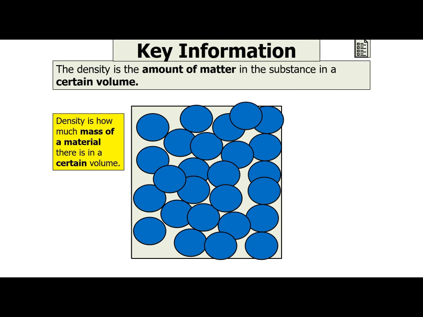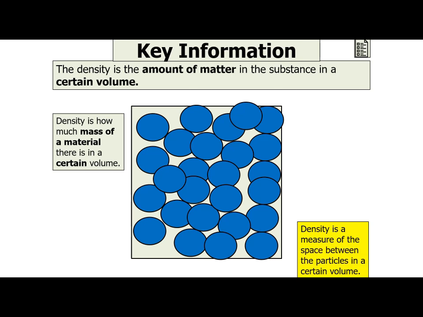So the density is the amount of matter in the substance in a certain volume. So density is how much mass of a material there is in a certain volume. You could think of this as a measure of the number of particles in a certain volume, or a measure of the space between the particles in a certain volume. Now this tells us that density could be thought of as a measure of how spread out the particles are in a certain volume for a substance.